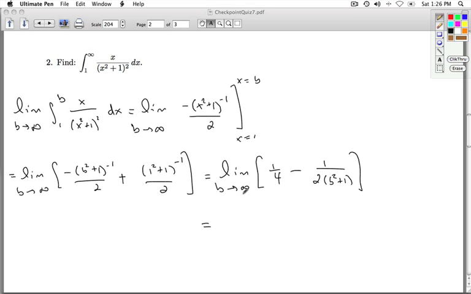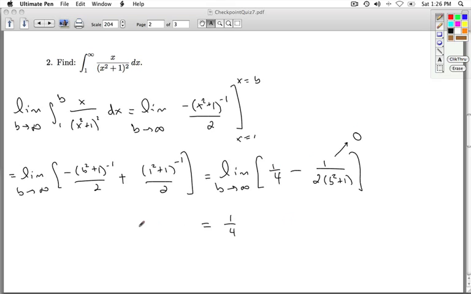So as b races off towards infinity, I'm thinking of plugging in very large positive numbers. For example, b equals a billion, a trillion, etc. If I plug in very, very large positive numbers, this becomes a very large positive number. 1 divided by a very large positive number is a very small positive number. The bigger the b gets, the smaller this gets. So this term is going to 0. The only thing that survives is the 1/4.